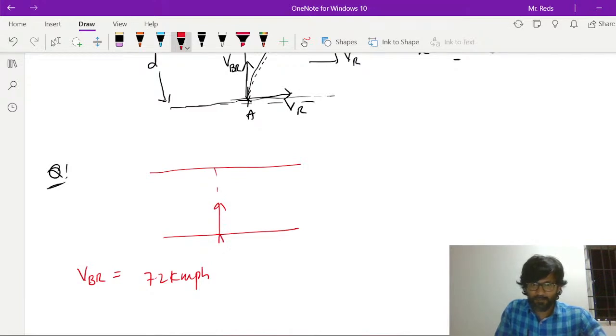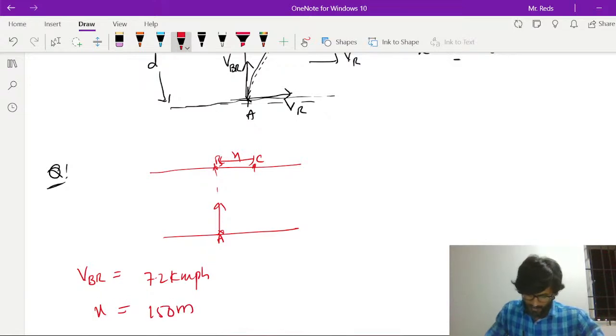If you say this is point A and this is point B, then instead of reaching point B, the water current drags it downstream, in the direction of flow of the water, to a point C. Through a distance x, we call it the drift. So the drift is nothing but 150 meters downstream.